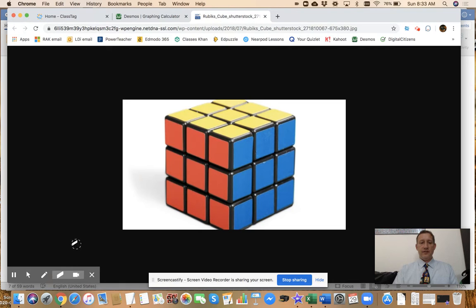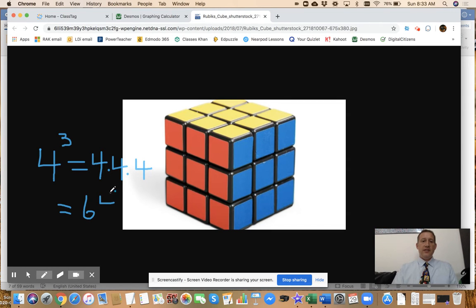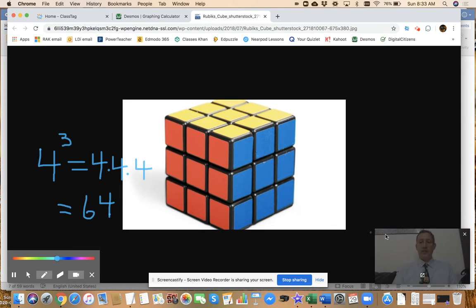So if I have 4 cubed, the base is what? The base is 4. And the exponent is what? The exponent is 3. Together, they make the power. So to cube that base means we're multiplying it by itself 3 times. 4 times 4 times 4. Okay? And what would that be? It would be 64, right? 64 is a perfect cube. Just like we have perfect squares, we have perfect cubes.